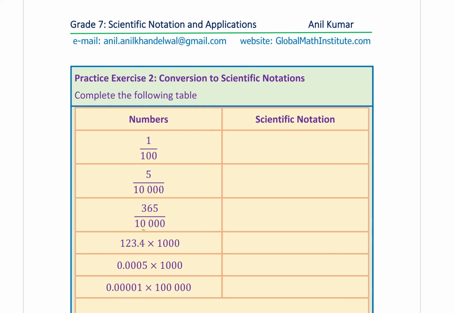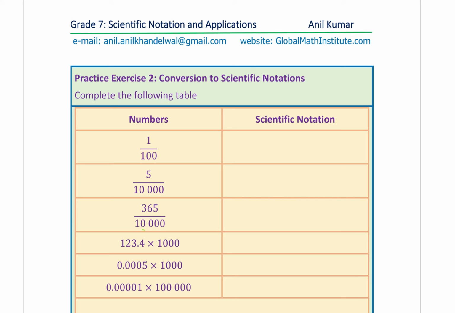Now here is practice exercise question 2 for you. We are doing conversion to scientific notation. Complete the following table. The numbers are written on the left side, and you need to write these numbers in scientific notation on the right side. Pause the video, copy these questions, answer, and then look into my suggestions.